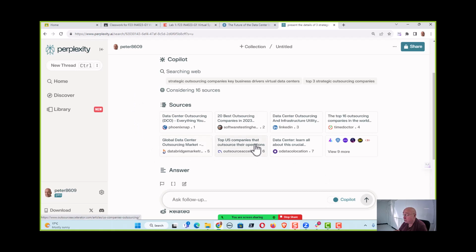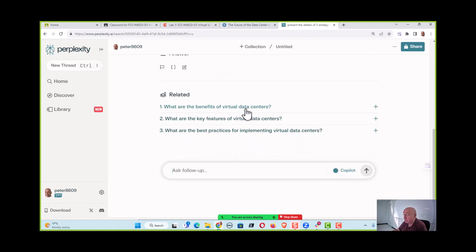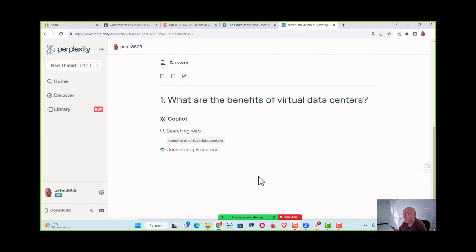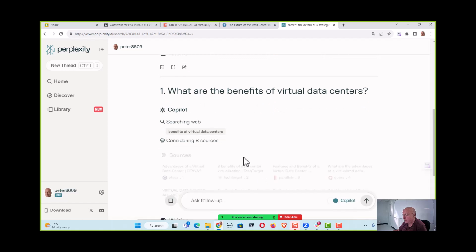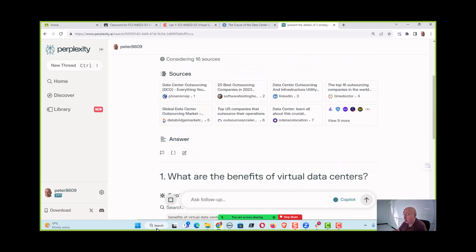Top companies that outsource their operations. Well, that's going to be basically what your business simulation company here in the class is doing. What are the benefits of virtual data centers, right? You might go and find more stuff there that I haven't thought of yet, so you can add that into your report. But what I specifically wanted was the names of companies, so you can have a conversation. The big difference between an AI and a search engine is AI is conversational. So you can tell it, what I really want is the names of 3 companies.